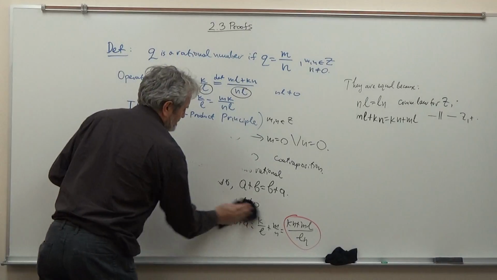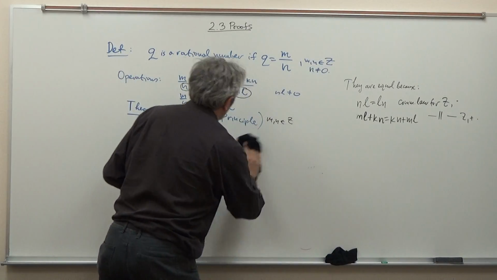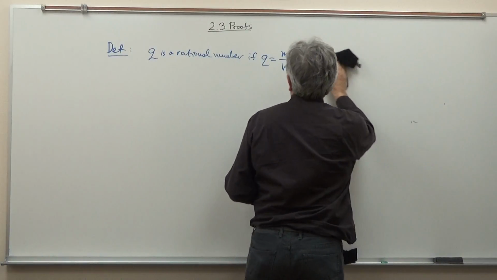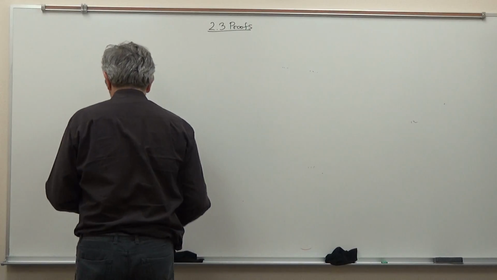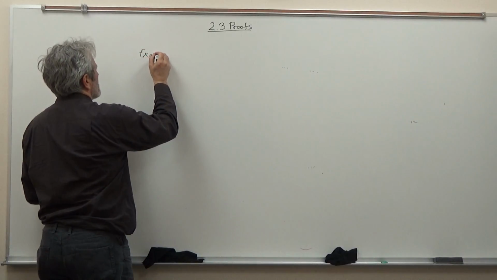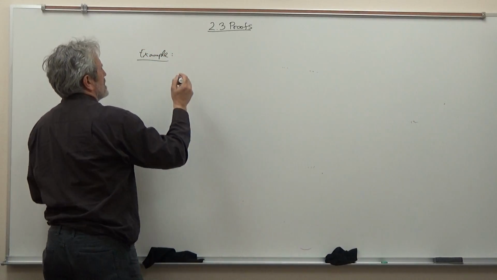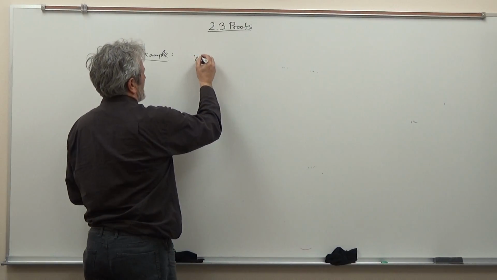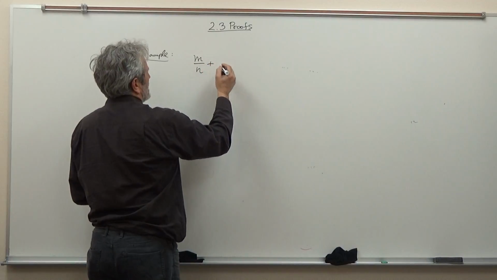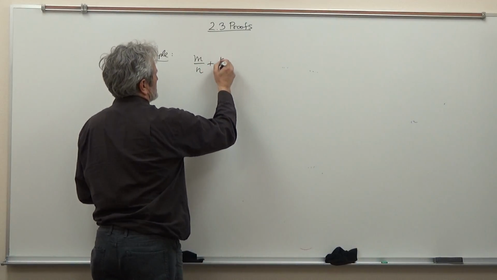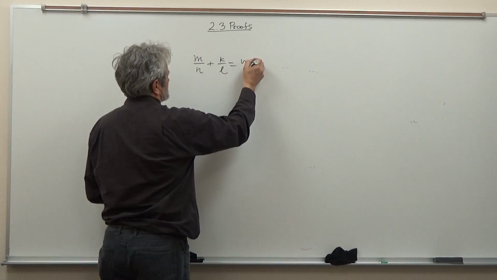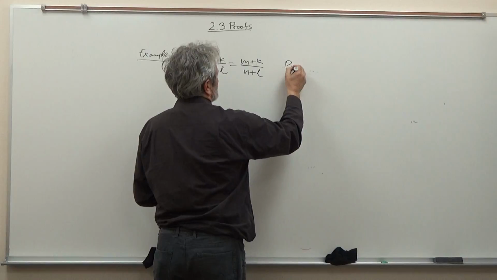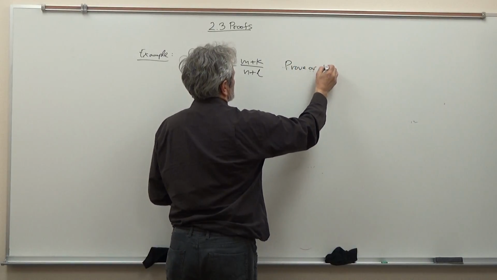How do you disprove something about rational numbers? You can find that in your homework list. For example, someone says, prove or disprove that if I have two rationals, m over n plus k over l equals m plus k over n plus l. So prove or disprove.